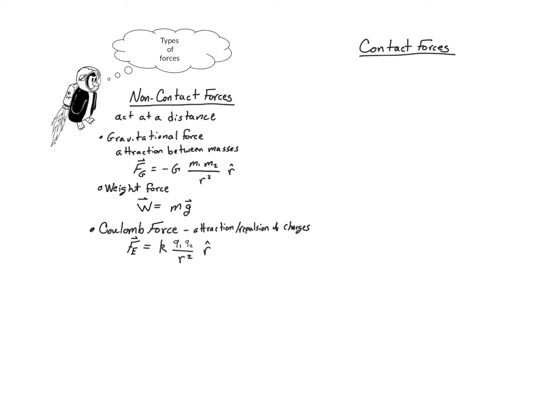The last non-contact force you're likely to encounter you might have seen in your kitchen, and that is the magnetic force. And this is the attraction or repulsion between magnets, or between magnets and a magnetic material like metal. The other broad category of forces you'll encounter are what we like to call contact forces, and these act at close range when two objects are touching each other.